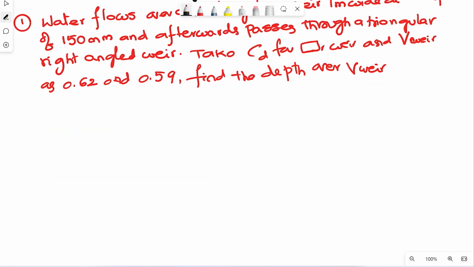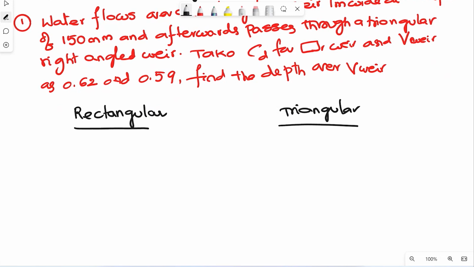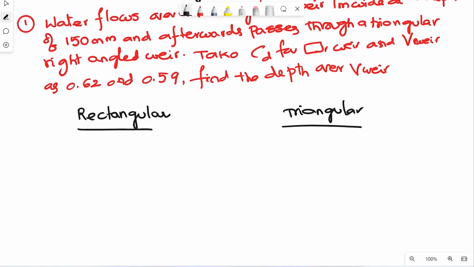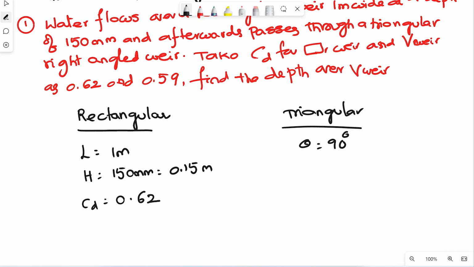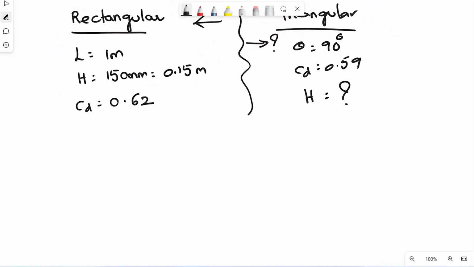So now there are two things here. One is rectangular, one is triangular. Water is flowing first over the rectangular and then over the triangular. First, the rectangular: it is 1 meter wide, L is equal to 1 meter. Depth H is equal to 150 mm, that is 0.15 meters. And then CD is equal to 0.62. Then for the right angled triangular notch, theta is equal to 90 degrees, and CD is equal to 0.59. What is the question? What is H here? So this is given and this is what is asked. Now I will start with the given thing.